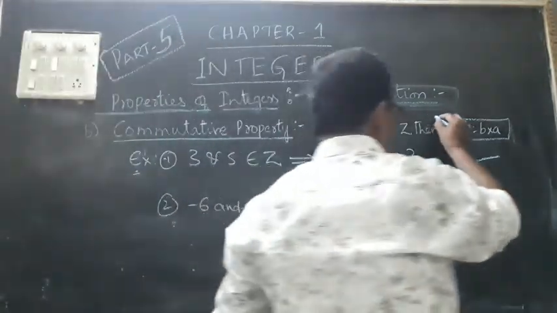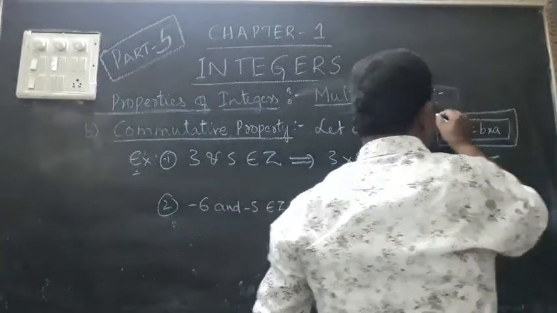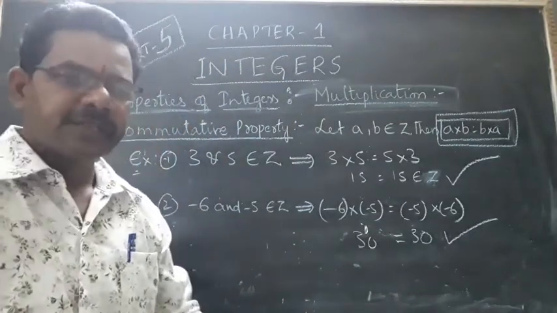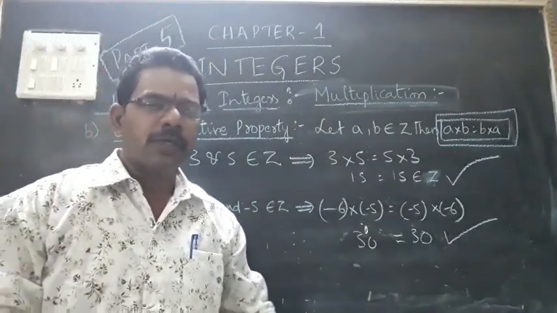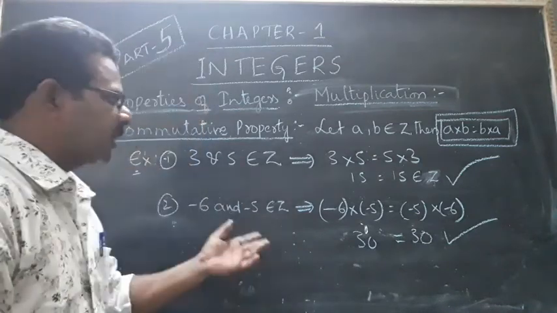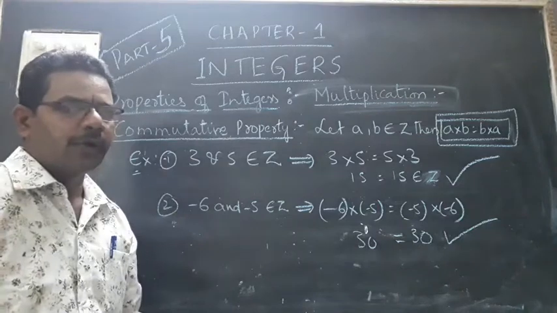So here you have to remember A into B is equal to B into A. The multiplication of first one and second one should be equal to the product of second one and first one. Then we can say this property is following. Okay.